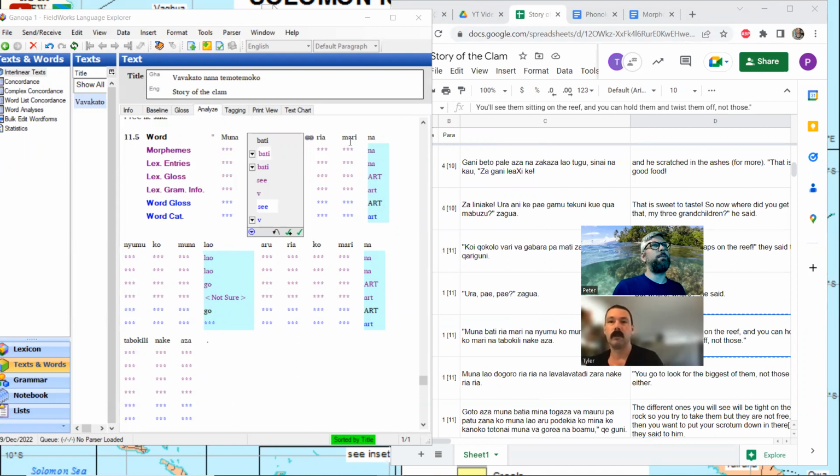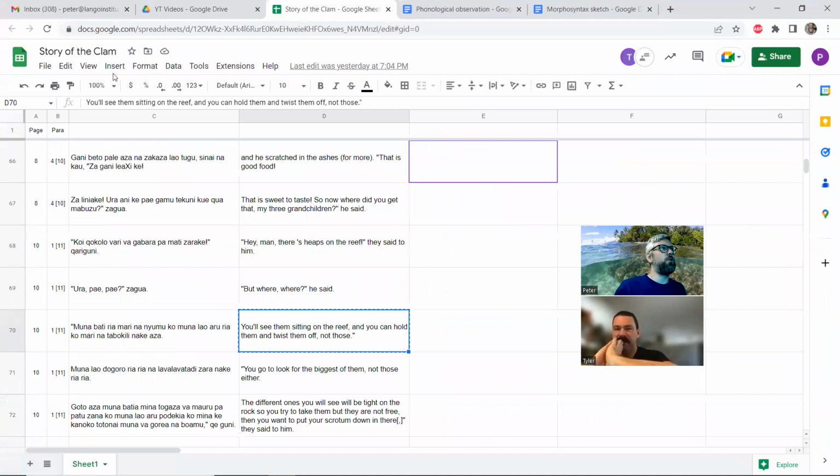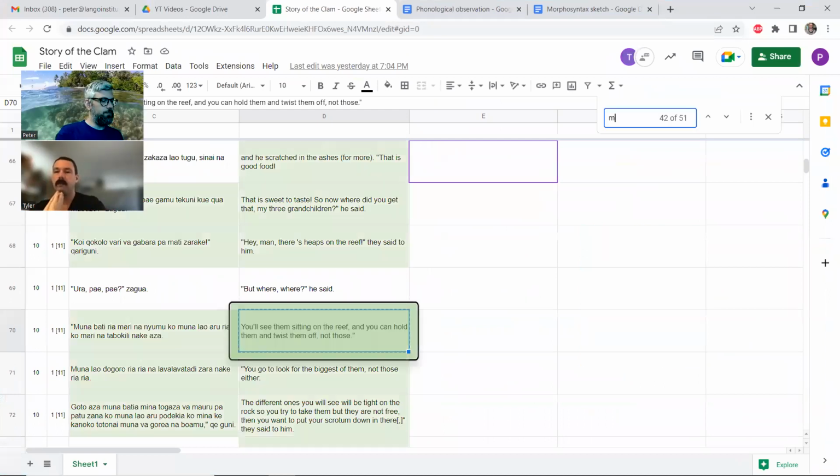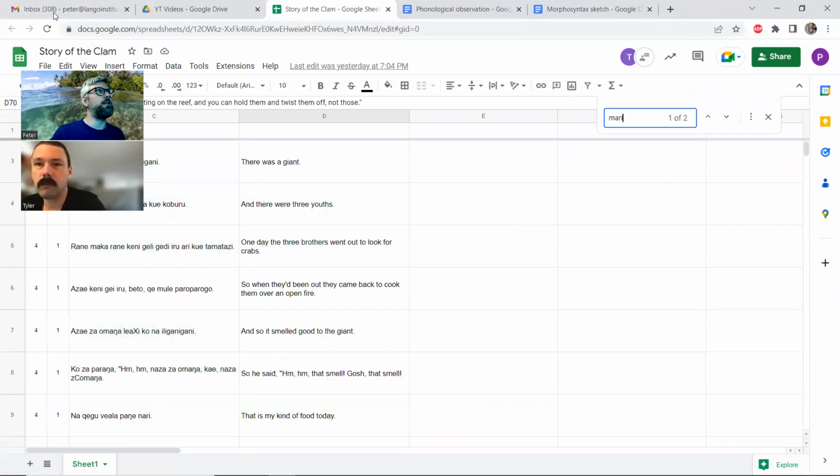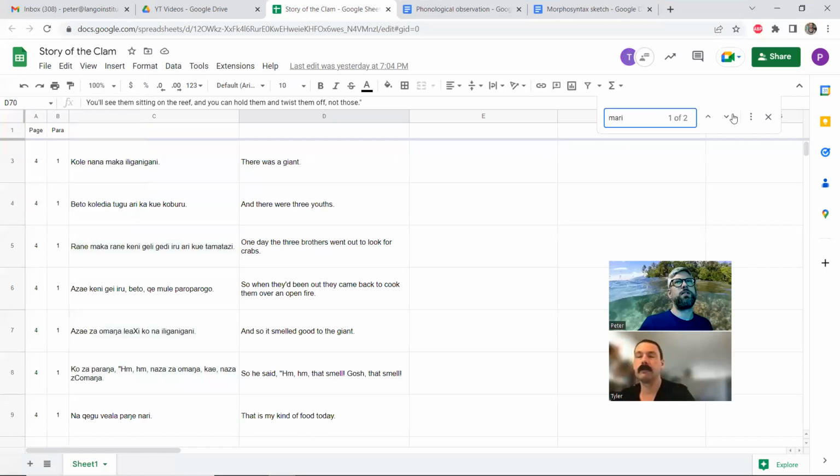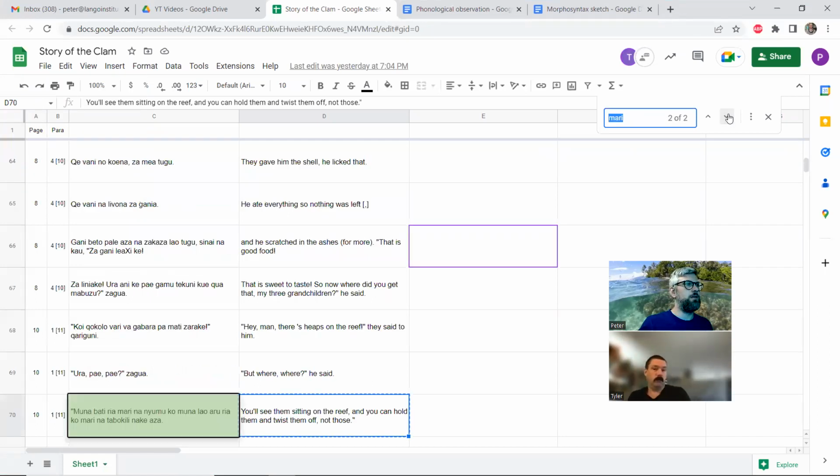Now, when we see this mari, it's got the adi right there. So I don't know what mari means, and I think if we do a search, we won't figure it out. But we should keep it in mind as we move forward with our next story, eventually, that we don't know what mari means. 2 hits. Wow. And they're both in the same sentence. But it does both: you'll see them sitting on the reef and you can hold them.